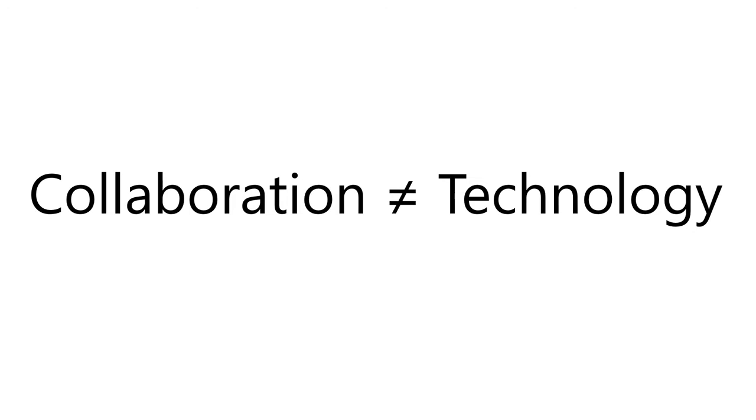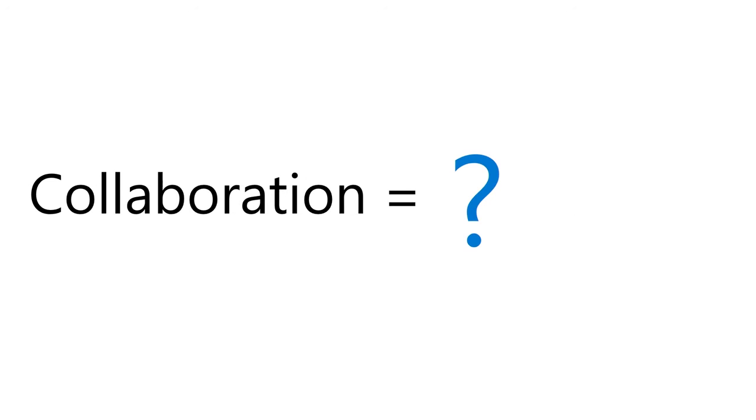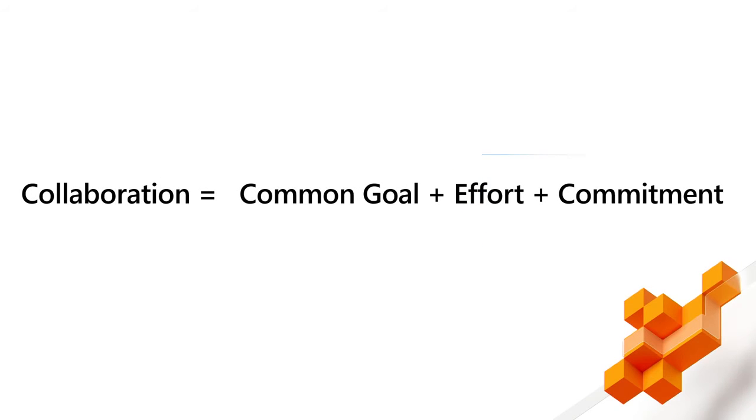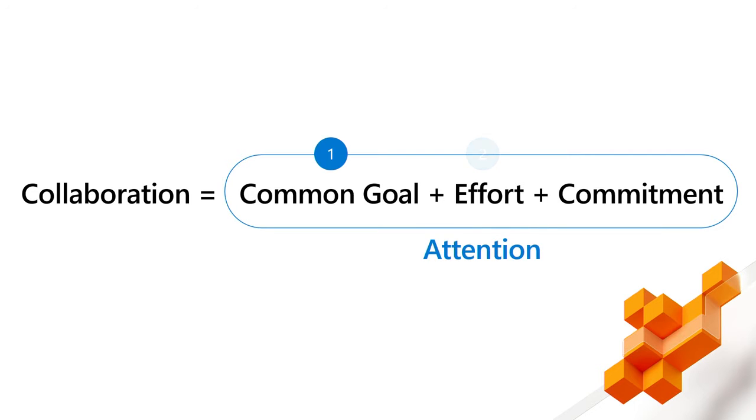So if you actually think about collaboration as a concept, what is collaboration? What does it actually mean for people to collaborate? From the research that I've done, and reviewing a lot of the existing literature, collaboration is a combination of a common goal, effort, and commitment, underpinned by a strong attention. And really, that is the formula for collaboration. As I said, technology is an enabler, but it is not collaboration itself. Attention is your currency for a good collaborative outcome.